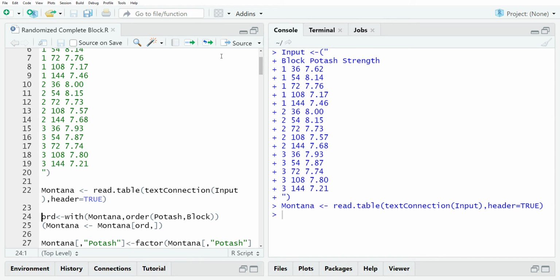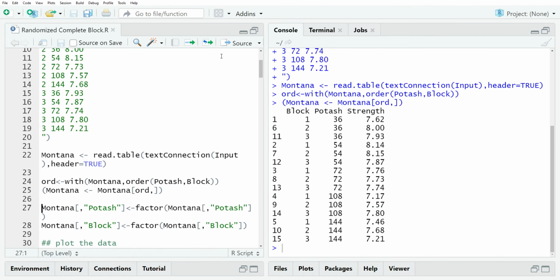And they have it sorted in an order that I don't want. I want it by treatment and then block. So potash by block, and then I print it out so you can see. So potash is ordered first, and then block 1, 2, 3, 1, 2, 3, and then strength is the strength of the cotton. So that's the response variable.